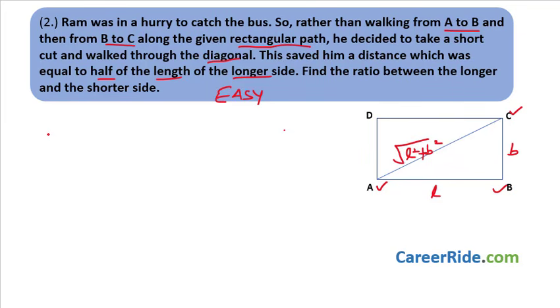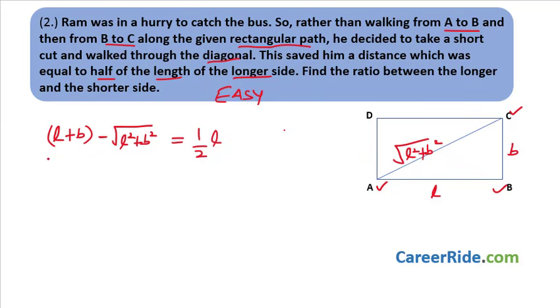Now, what is given in the question? Had he walked from A to B and B to C, the distance would have been L plus B. But he walks along the diagonal. So, the distance that he takes is the square root of L square plus B square. And the difference between them is equal to half of the longer side. The longer side is length, that is L.